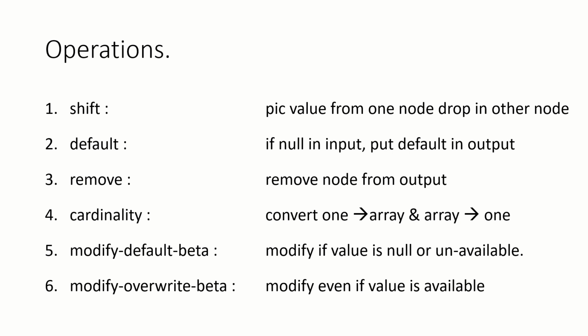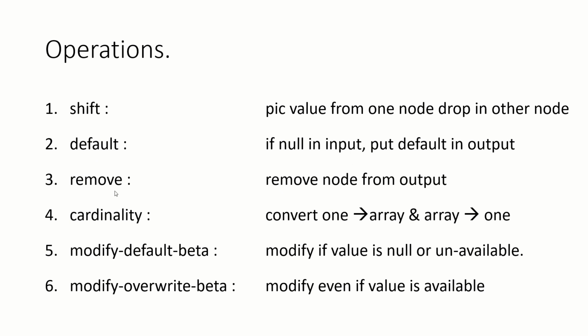There are many different kinds of operations in a Jolt. The first and most basic one is shift, where you pick a value from one node and drop it into another node. The second one is default. When you don't find any value in an input, you can put a default value in the output. So if it is null, then you put a default value in the output.